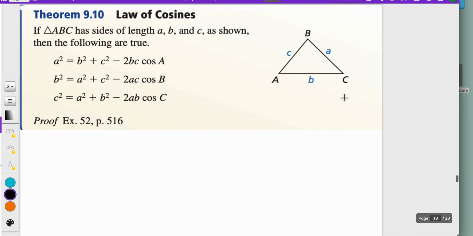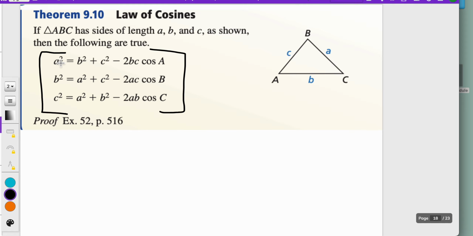We specifically use the Law of Cosines when we're given maybe one or two sides and one angle measurement, or when we're given just the side measurements. And these are the ways that we're going to do that. If I have triangle ABC, where A is an angle and across from that is the A side length, B is an angle, across from that is the B side length, and C is an angle, across from that is the C side length, then the following options are true.